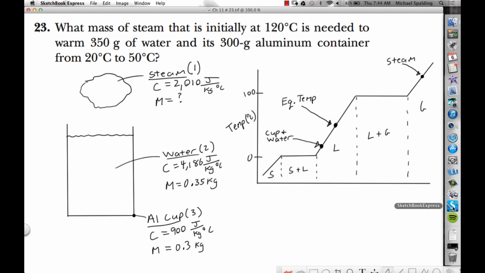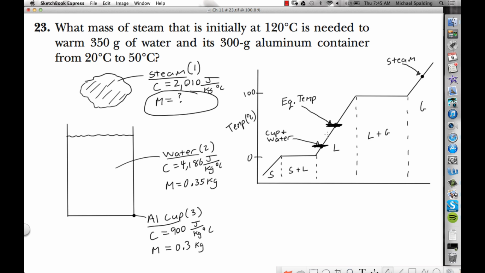Calorimetry problem involving a phase change. So we've got everything set up here. This little blob up here represents our steam. We have steam being added to water that's being held in an aluminum cup. The question is, we're solving for the mass of steam required to change the temperature of the cup and the water from 20 degrees Celsius to 50 degrees Celsius.